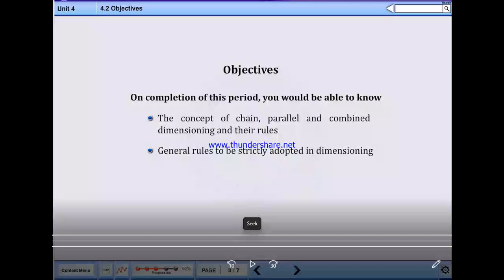So in this chapter, we will learn the objectives. On completion of this topic, you would be able to know the concept of chain, parallel and combined dimensioning and their rules, and the general rules to be strictly adopted in dimensioning. So with these basic objectives, you will learn in this topic the arrangement of dimensioning.